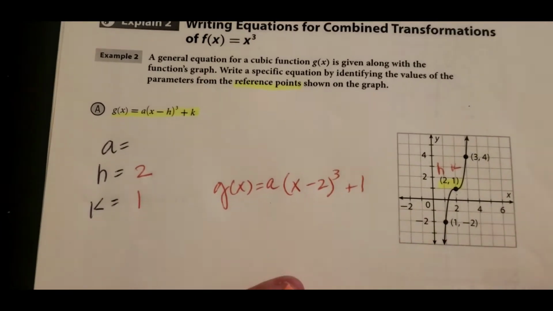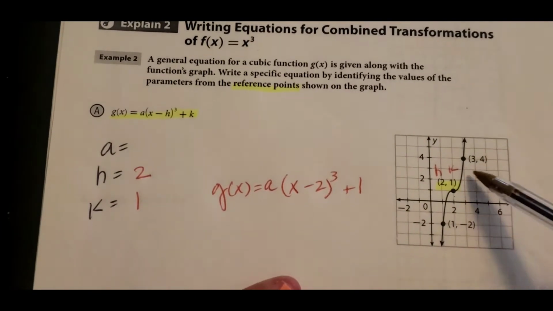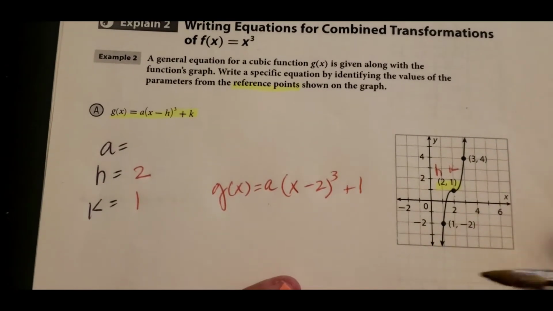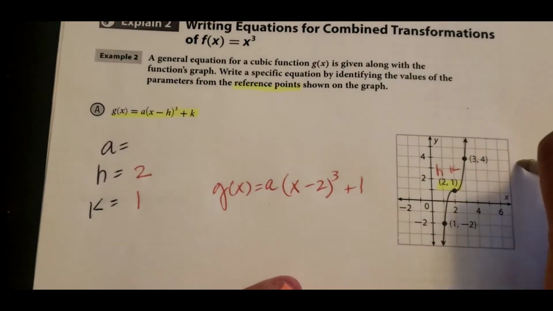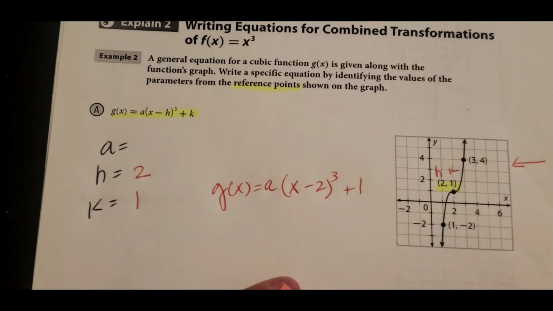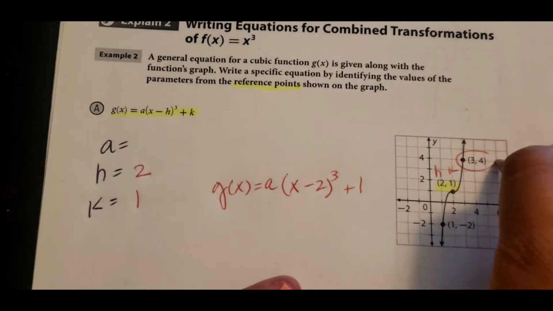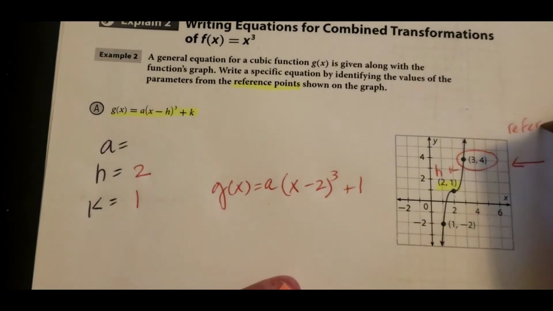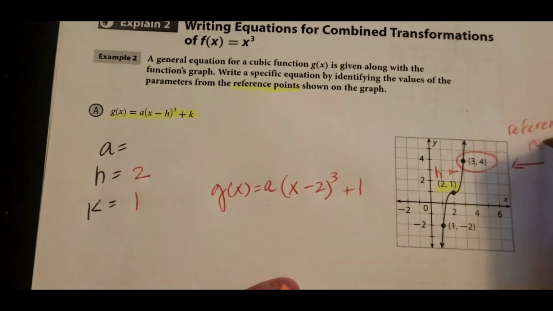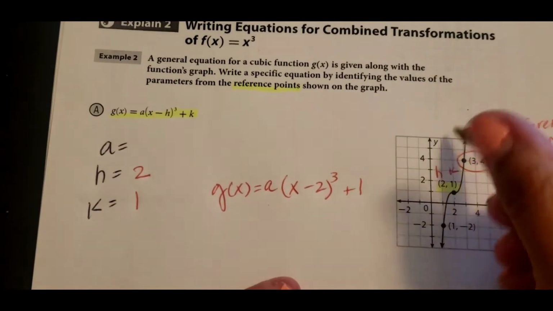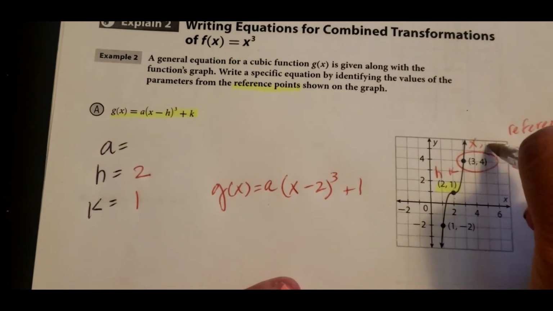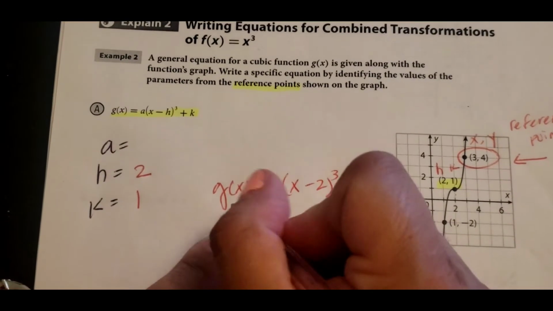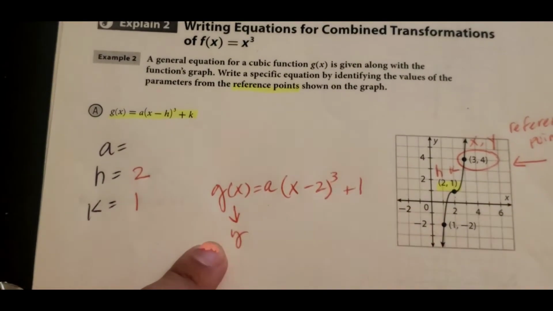Referring to the graph, you have 2 other points, but you're going to go from right to left, and you're going to use the very first point that comes across. So you have (3, 4), and this is going to be your reference point. That means 3 will be your x value and 4 will be your y value. Remember, g of x is the same as your y.